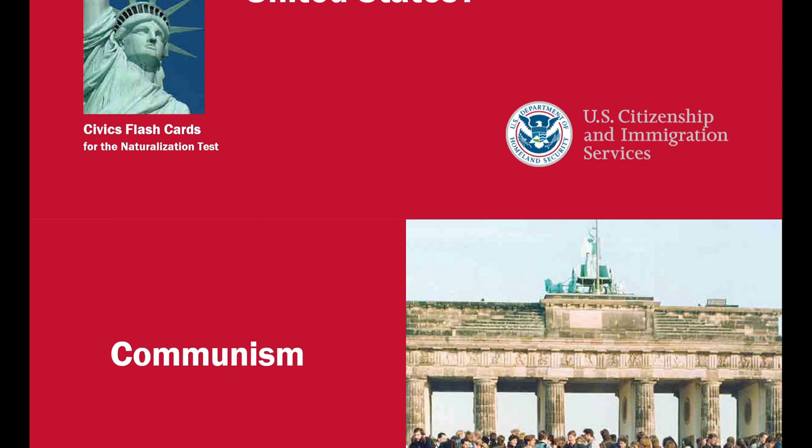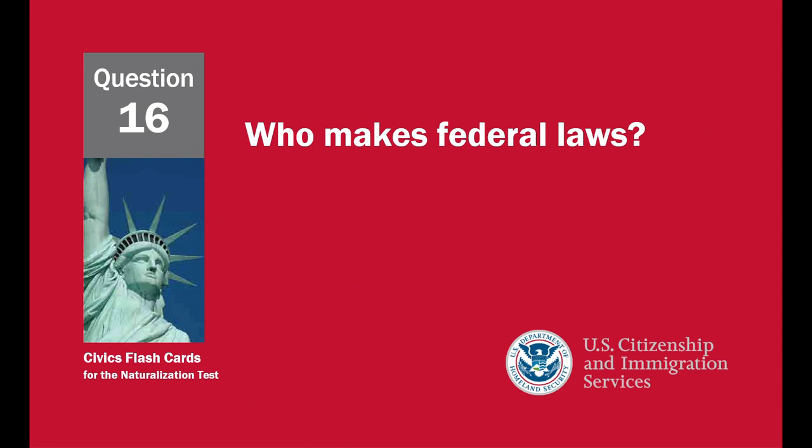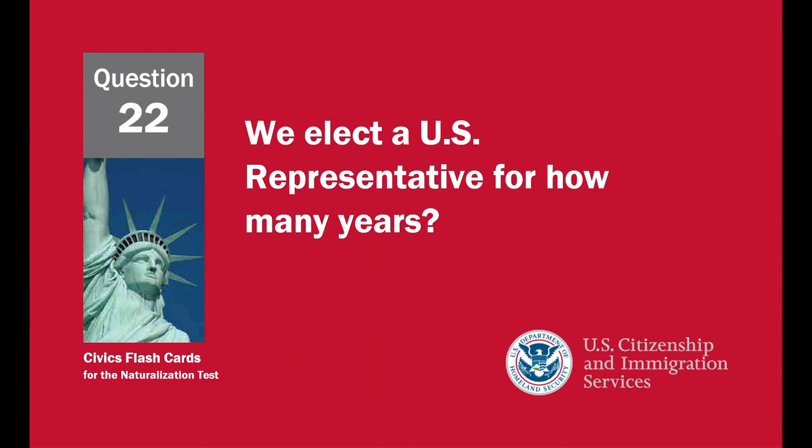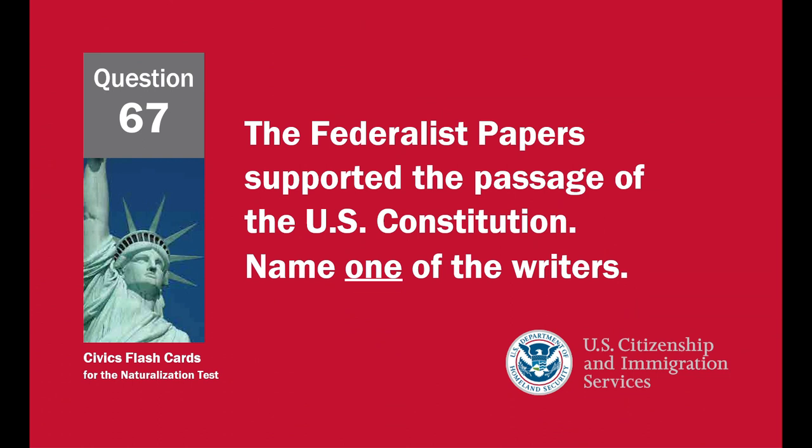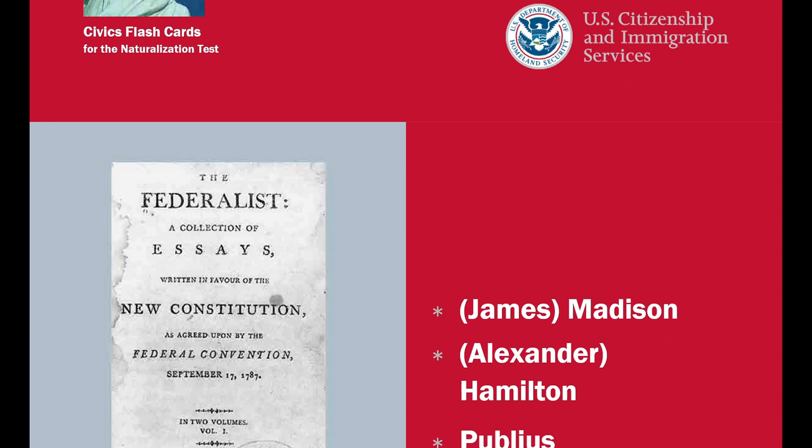Who makes federal laws? Congress. We elect a U.S. representative for how many years? 2 years. The Federalist Papers supported the passage of the U.S. Constitution. Name one of the writers. John Jay.